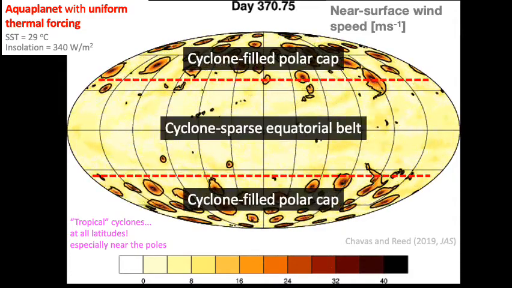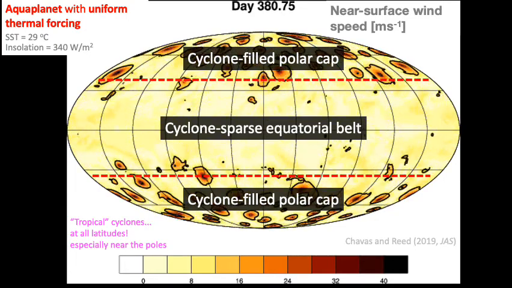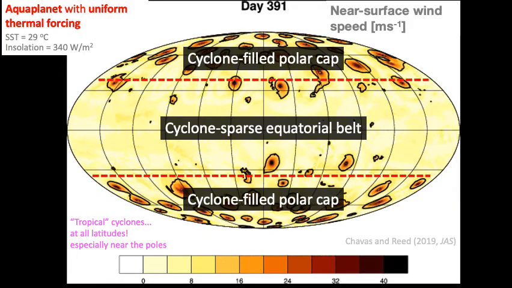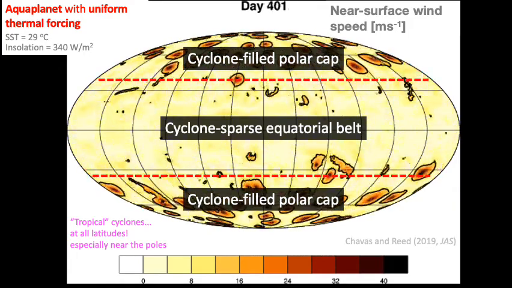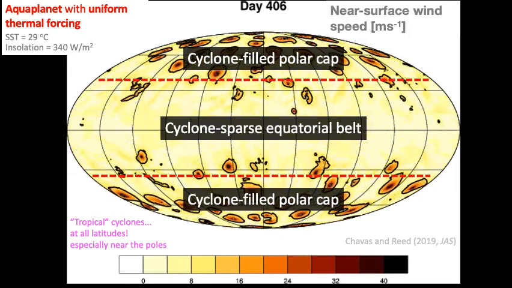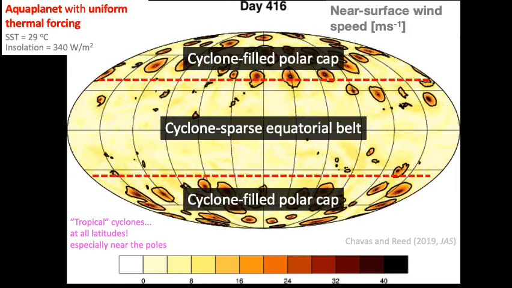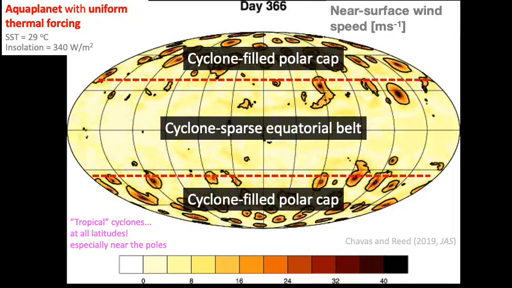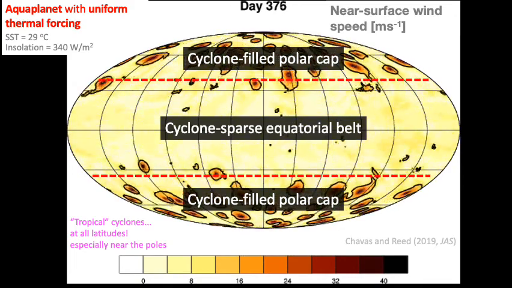So if you want a way to think about this to get your brain stirring, this creates a world where you have a cyclone-sparse equatorial belt and cyclone-filled polar caps. I'm happy to talk about this more with anyone who's interested, or you can go and read the papers that we published last year on this, where we did experiments varying the rotation rate and size of this crazy tropical cyclone covered planet.